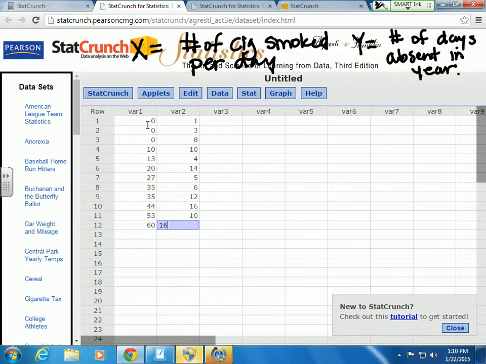Okay, so I got my data in. Notice that X and Y match. There's both 12 data points in there. And what I'm going to do now is go up here to statistics and understand a little bit about what's going on with these stats.